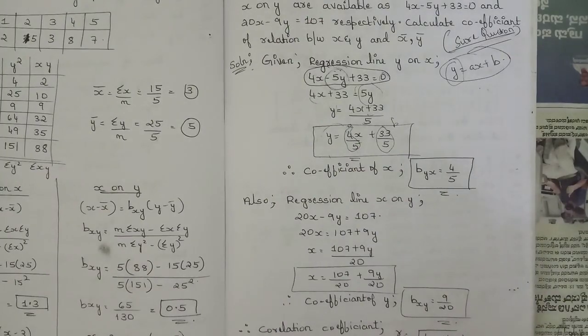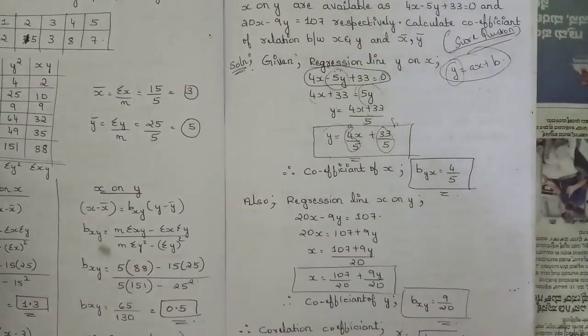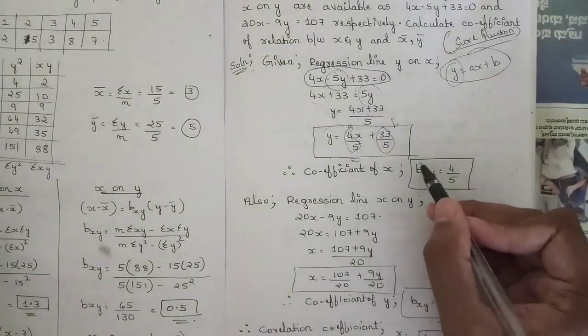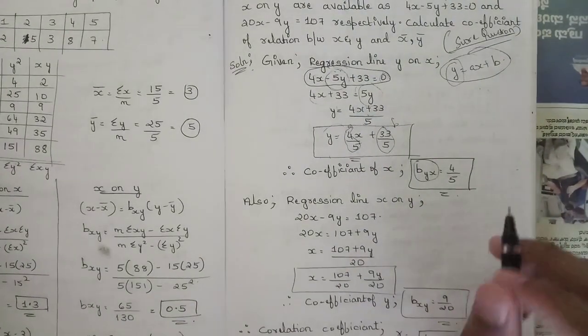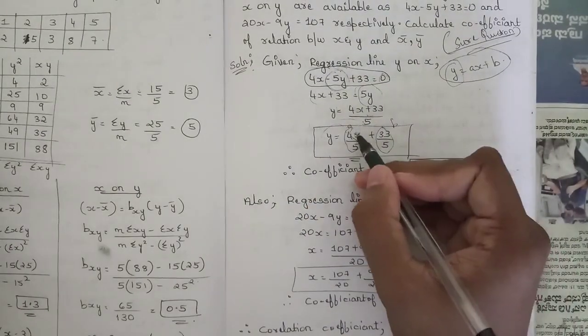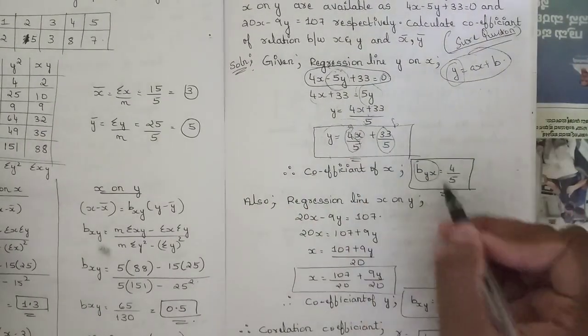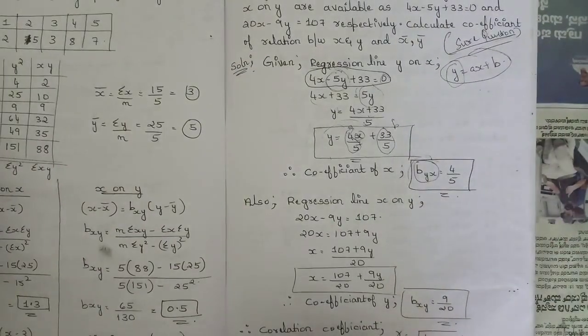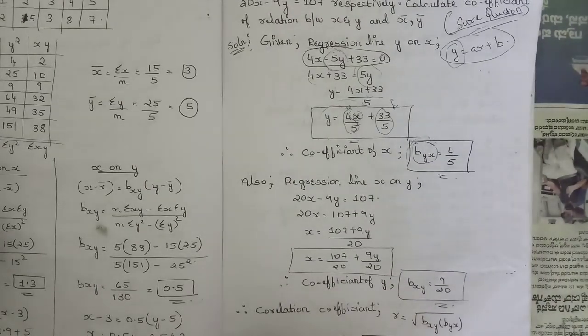But in order to write the coefficient of this regression line, that is byx, we can directly take the coefficient of x in this equation. Here the coefficient of x is 4 by 5, and that becomes your value of byx. In this way we need to solve this.